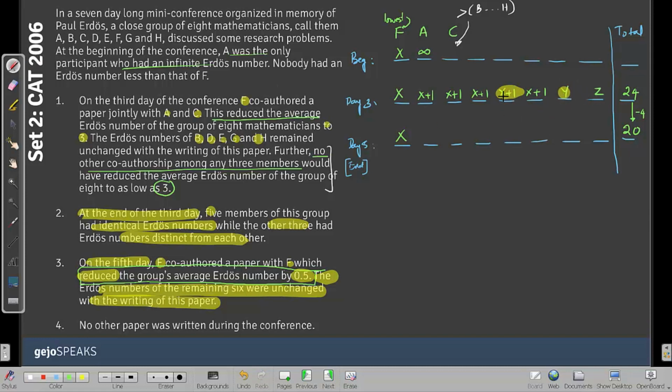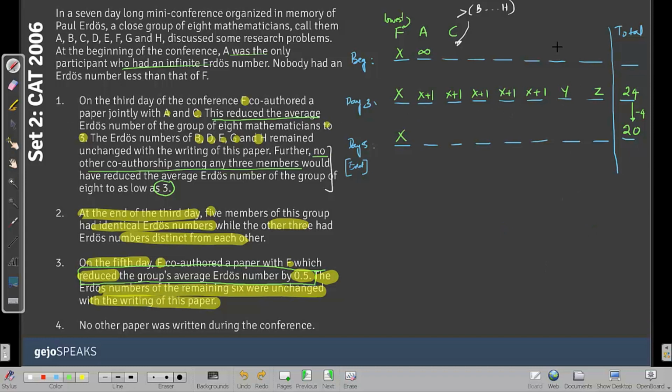Now if E is x plus 1 and is co-authoring with x, nothing's going to happen, right? So x plus 1, which is the lower? X is the lowest. E is going to remain at x plus 1. That's what it means, no? So for example, if somebody has got an Erdos value of 3 and someone is co-authoring the paper, the lowest among them is 2. This person will go to the value which is 2 plus 1 equal to 3. Nothing is going to change. So E cannot be x plus 1. That would mean that E has to be either y or z.